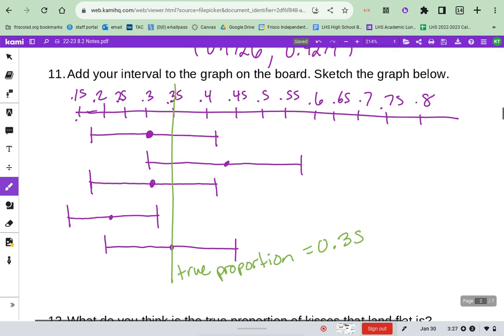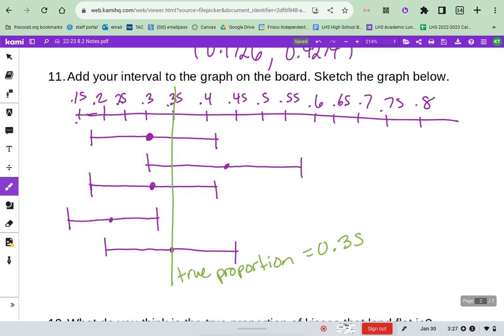Okay, so let's sum it up. Actually, take a picture of this if you'd like to. If you weren't drawing it out, you can go ahead and do that.